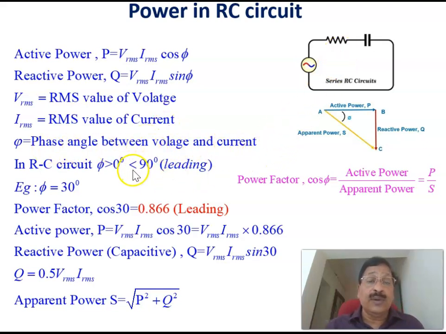But in this case, phi is again an angle between 0 and 90 degrees, but it is called leading current. That is why we call it the leading power factor. For example, for 30 degrees it is 0.86 leading. You can calculate the active power and the reactive power. Of course, the apparent power equals the square root of the active power square plus the reactive power square. Another definition of the power factor, as we have seen, is the active power divided by the apparent power. Therefore, this is the active power and this is the reactive power.